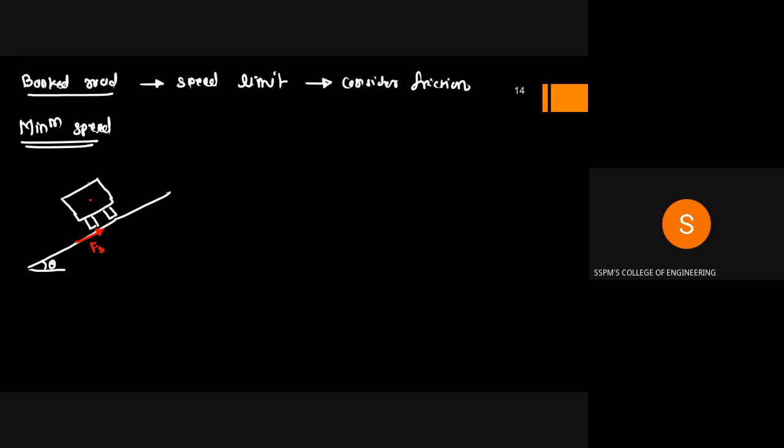Okay. Then the remaining forces are n cos theta, n sin theta, and mg. Okay. So this static friction we can resolve like this. This is theta, this is theta. So this is Fs cos theta, and this component is Fs sin theta.